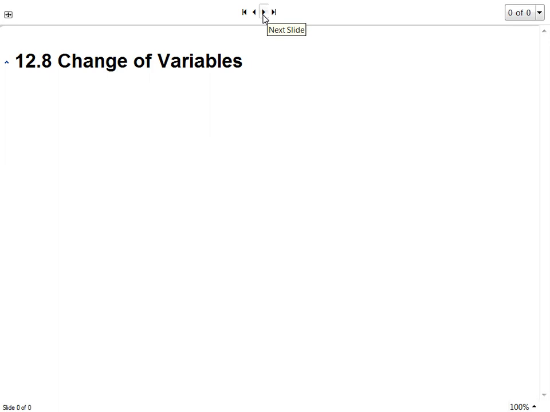I did send out the homework assignment for 12.4 and 12.5, I think, last night, or the day before. All right, change of variables. Change of variables.